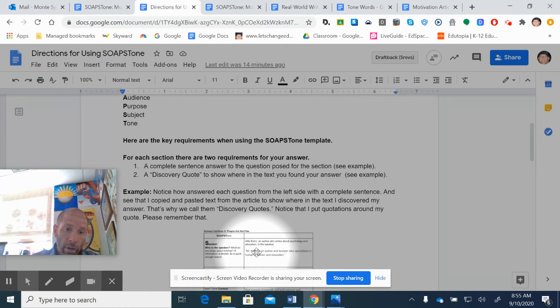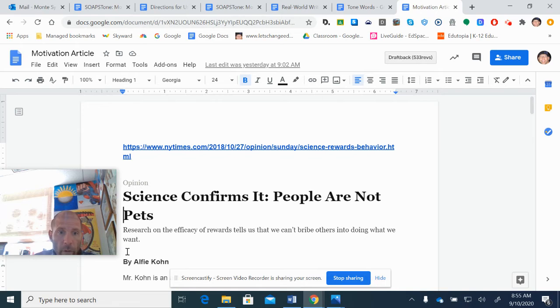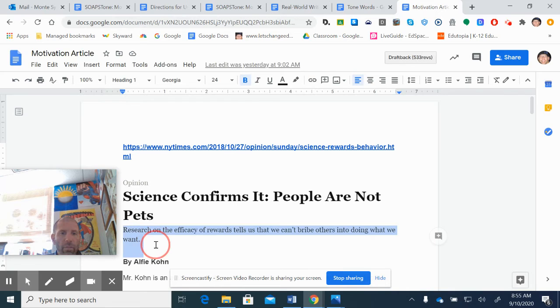Like in the article that we're going to use, Alfie Kohn is the author who writes about psychology and education. Or Alfie Kohn, an author who writes about psychology and education, is the speaker. There's my complete sentence answer to the question, who is the speaker? Now, in the article, I know that Alfie Kohn is the author. Well, how did I figure out that he was the speaker? Well, I looked at this right here.